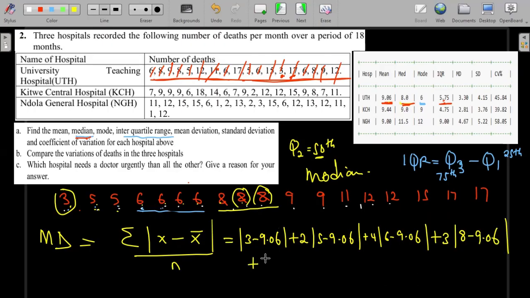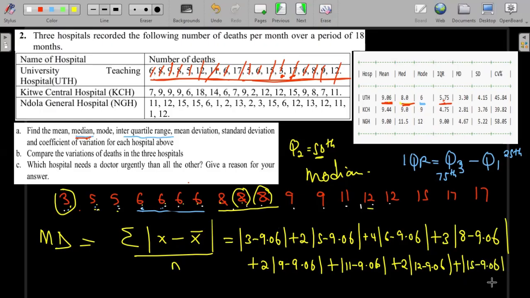Okay, I'm still adding, plus I go to the 9s, they are 2. So I just write 2, 9 minus 9.06 plus 11 is just alone. So I'll just write it the way it is. Okay, and then plus the 12s are 2. So this will be 2, 12 minus 9.06. Okay, plus 15 is just alone. So it will be 15 minus 9.06 modulus.